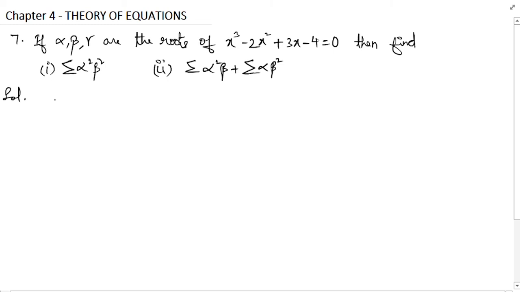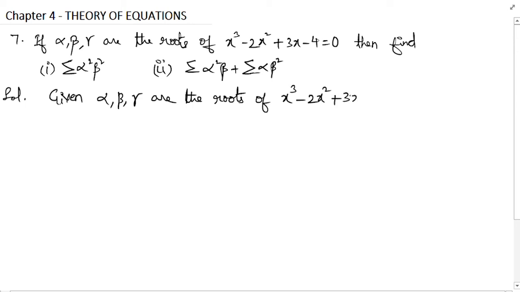of alpha square beta square. Given that alpha, beta and gamma are the roots of the equation x cube minus 2x squared plus 3x minus 4 is equal to 0. S1 is equal to alpha plus beta plus gamma, which is equal to 2. That is minus of minus 2 by 1, which is equal to 2.